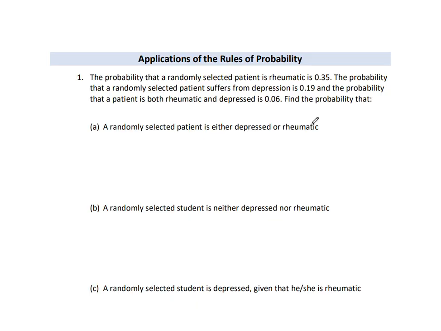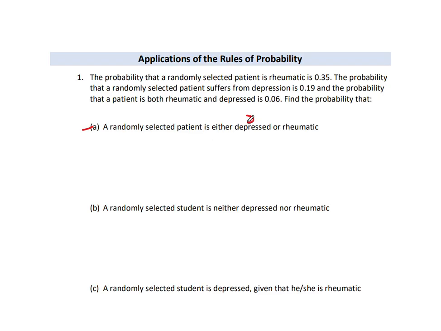Let's get into it. Here we are told that the probability that a randomly selected patient is rheumatic is 0.35. The probability that a randomly selected patient suffers from depression is 0.19. And the probability that a patient is both rheumatic and depressed is 0.06. We are asked to find the probability that (A) a randomly selected patient is depressed or rheumatic.